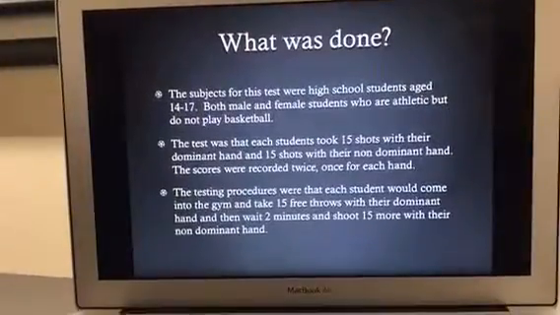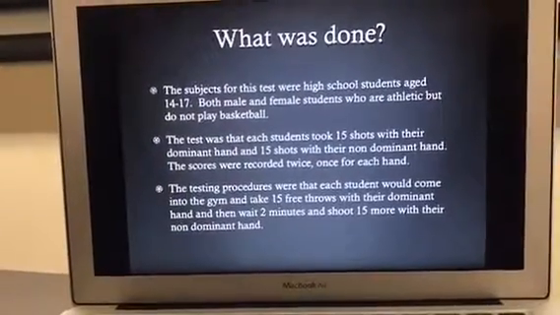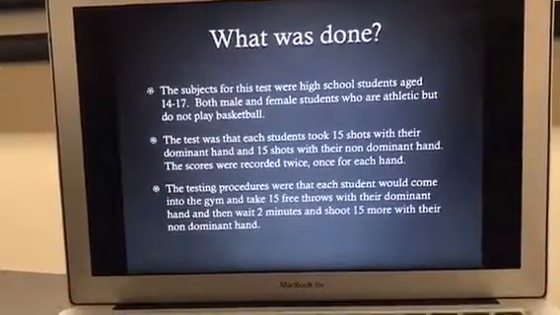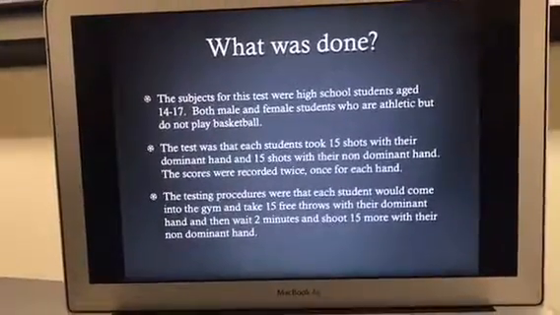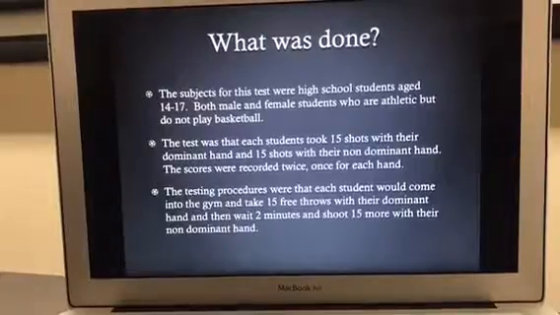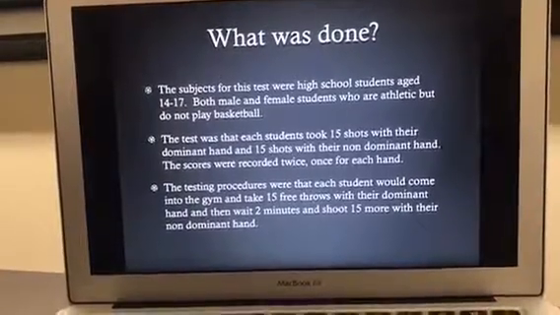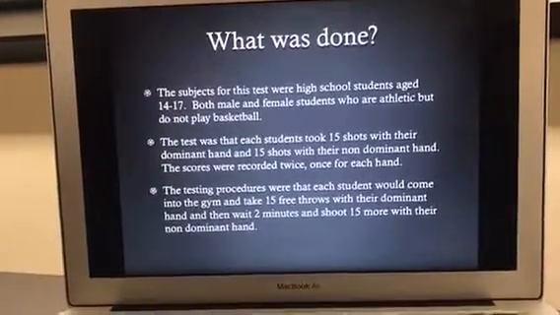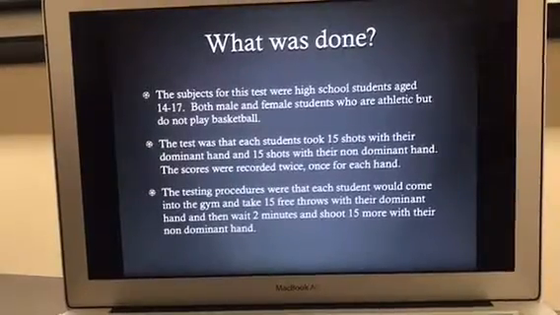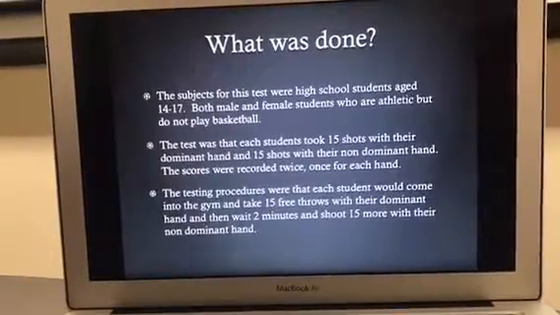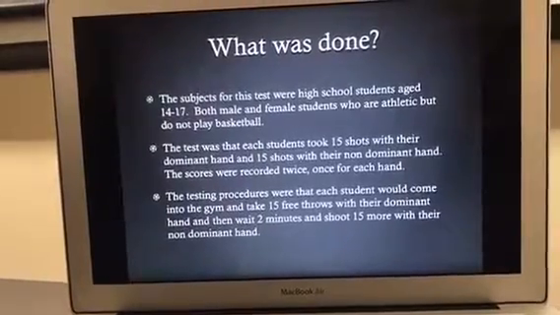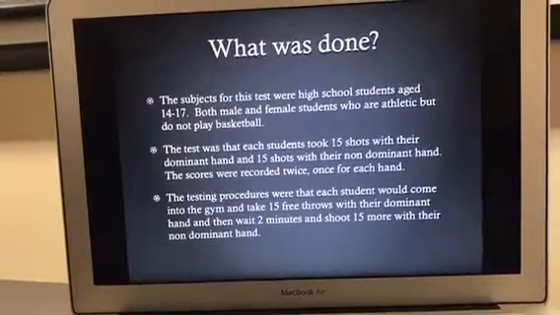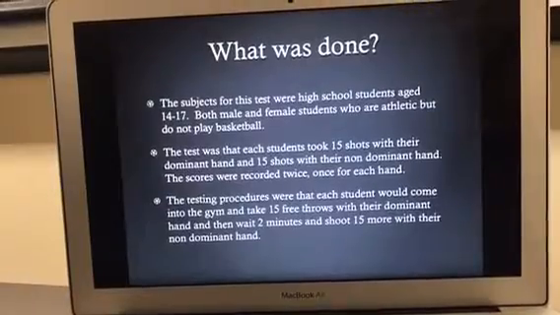The procedure we decided to use for this research project was 15 test subjects who have never played basketball before in their life, which leads us to believe they don't really know which hand to shoot a free throw with. These were high school students aged 14 to 17, both male and female. We took our 15 students down to the basketball courts, and had each of them shoot 15 shots with each hand. After that was done, we recorded it and studied the data.